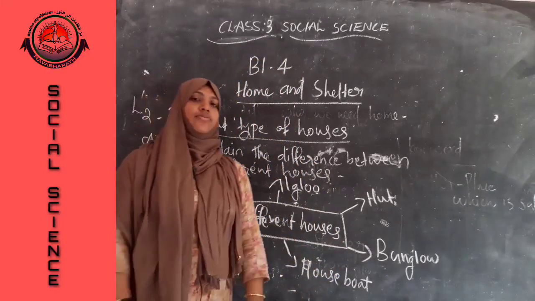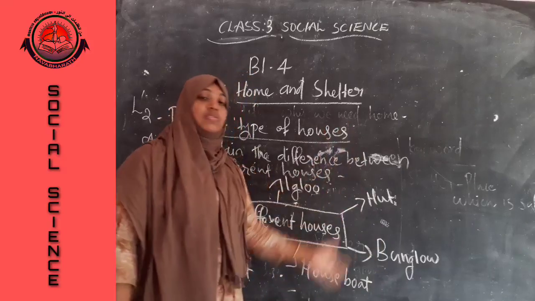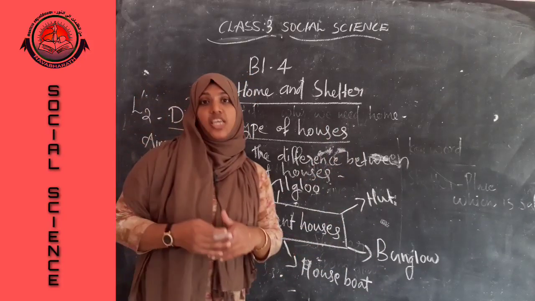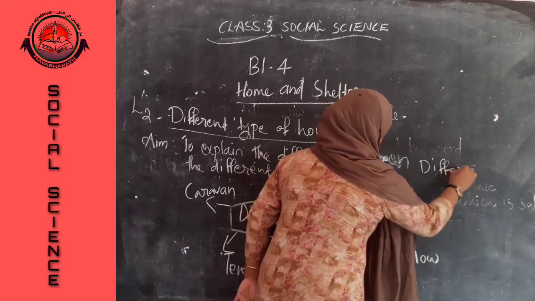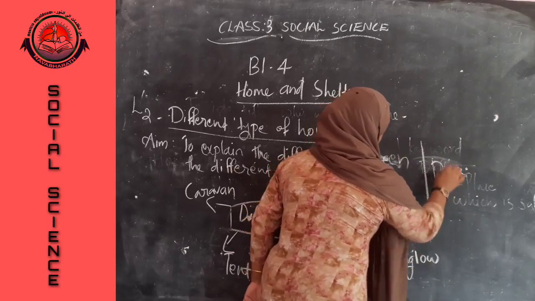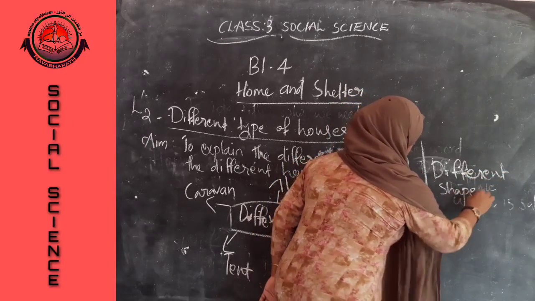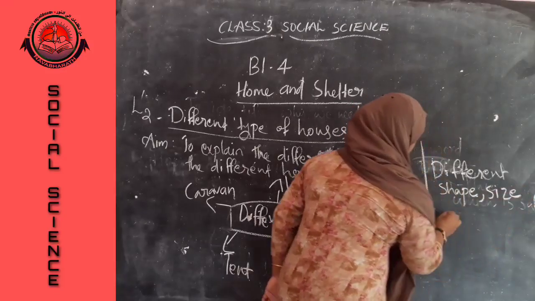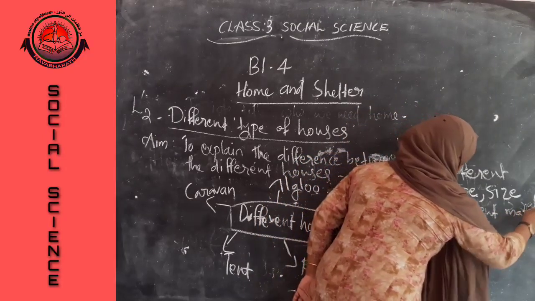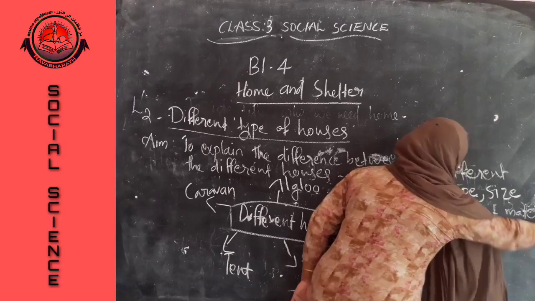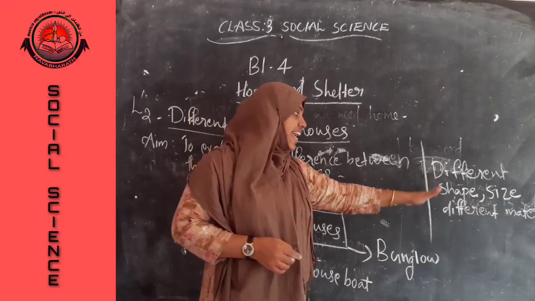All of you look at the picture carefully. Can you understand any differences? Yes, houses are different in size and shape. Houses can be different in shape, size and different material. Different material is used to make the houses.